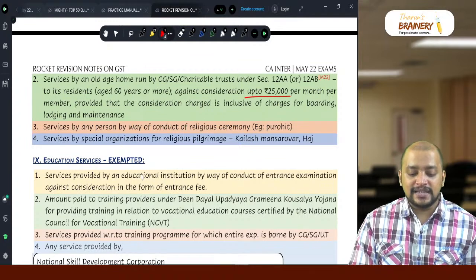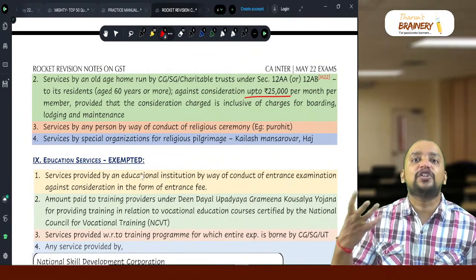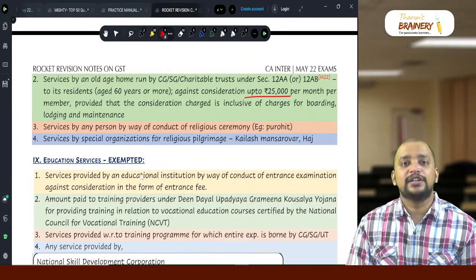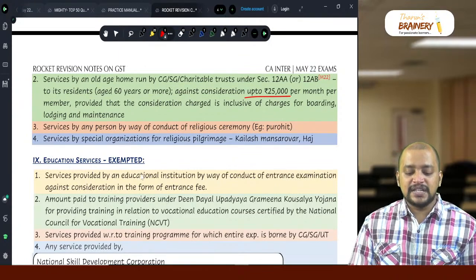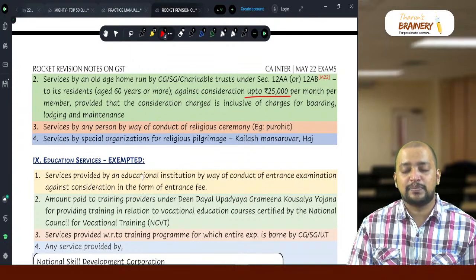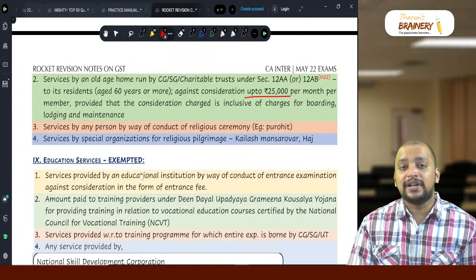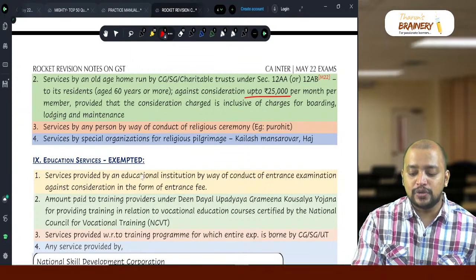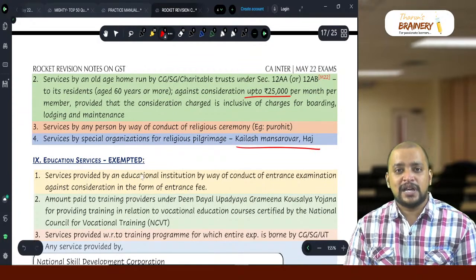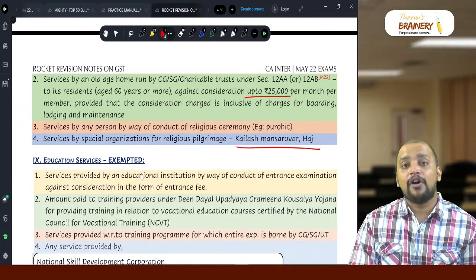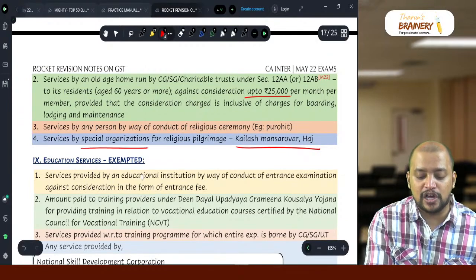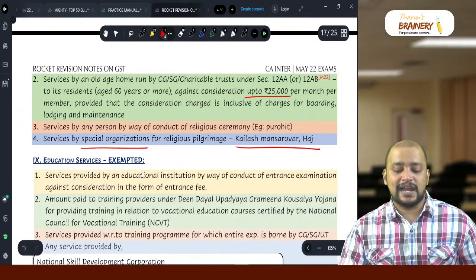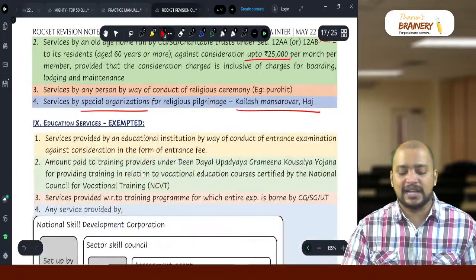Okay. Then services by any person by the conduct of religious ceremonies. So priest, purohit, etc. Whatever money collected is exempted. Then services by special organizations for religious pilgrimage. So there are two religious pilgrimages, Kailash Manasarovar and Hajj pilgrimage. For that, if they are collecting any amount, that is exempted, but it should be a special organization. So these are the charitable and religious services that are exempted.